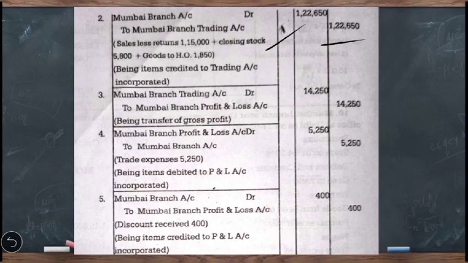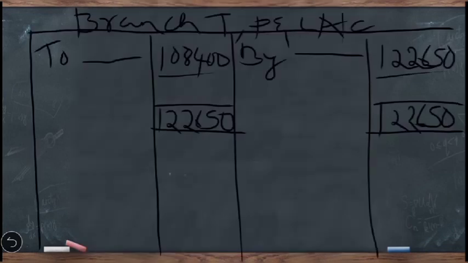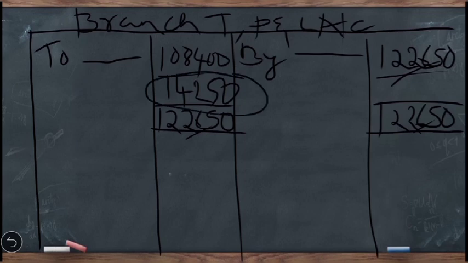After these 2 entries we are going to close the branch trading account to see whether there is gross profit or gross loss. Here on the debit side we have 1,08,400 and on the credit side we have 1,22,650. If you see, the credit side is more, so we write the same total on both sides, and if you take the balancing figure you get 14,250. When you get the balancing figure on the debit side, it represents gross profit. Now this gross profit has to be transferred to the next section, that is branch profit and loss account.